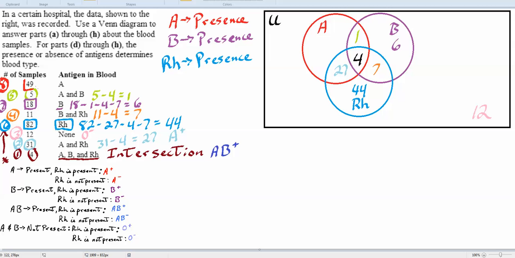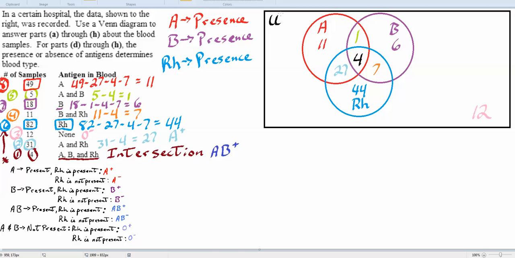Now there are 49 patients that have the A antigen that are present, but as I've said previously, we've already accounted for some of the patients. So it would be 49 minus 27 minus 4 minus 7, which will be equal to 11. And we will put that value right there. And now we have completed our table.